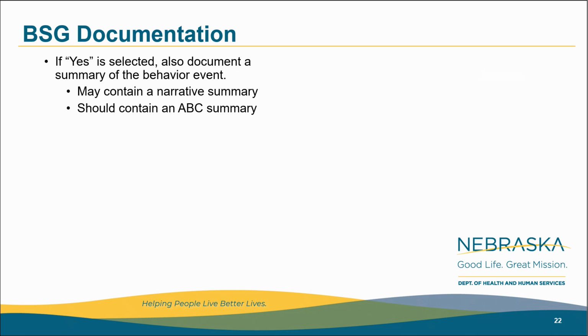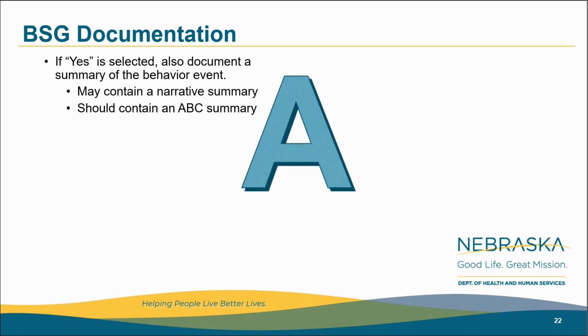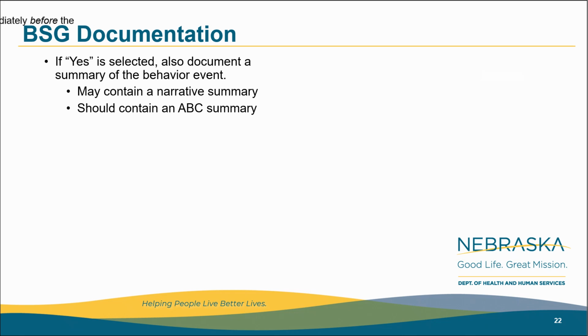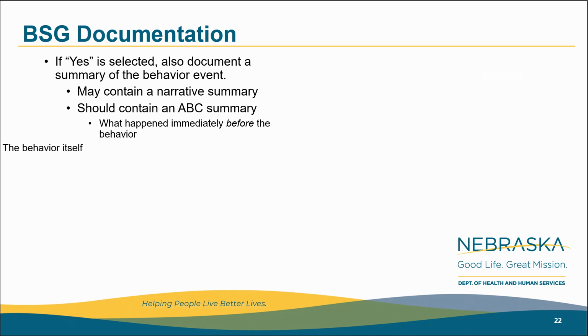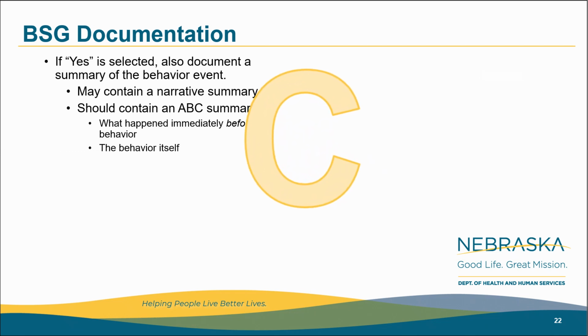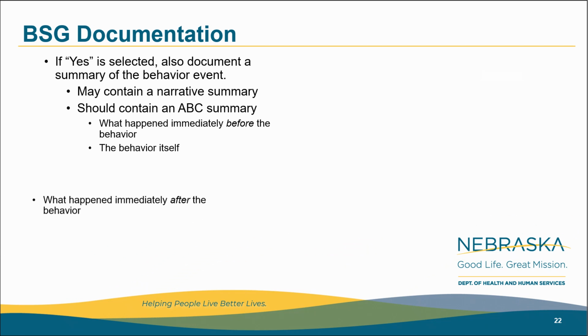You'll remember the ABCs from your BSP orientation, describing A, antecedent, what happened immediately before the behavior; B, behavior, a description of the behavior itself; and C, consequence, what happened immediately after the behavior.